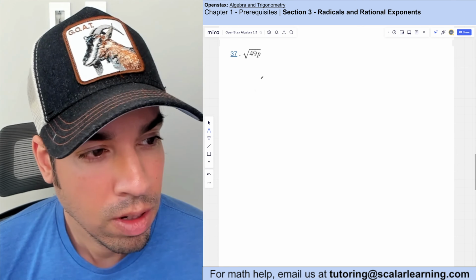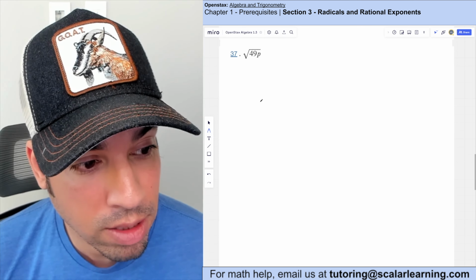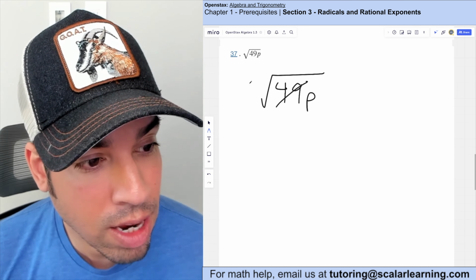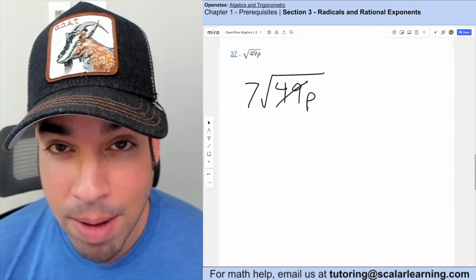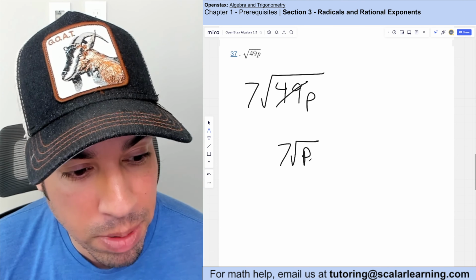Boom, done. Here we've got 49, which is a perfect square, and p, which is not. So I can take the square root of 49, which is 7, but p is going to stay trapped inside the square root prison. So our final answer is 7 square root of p.